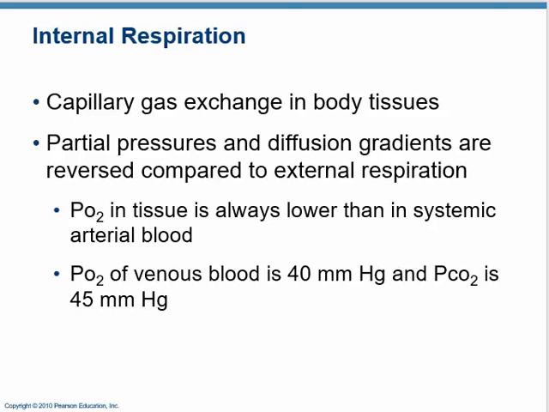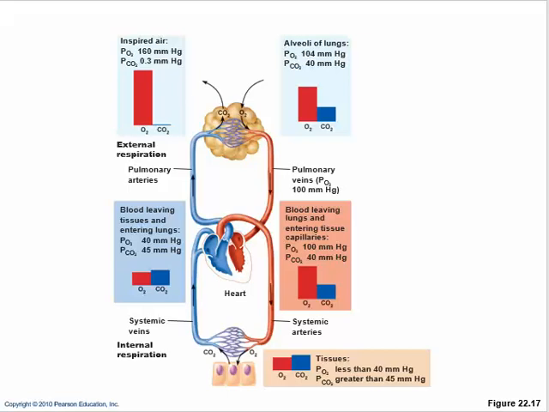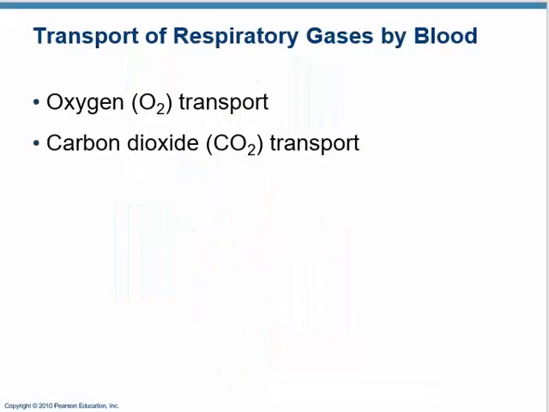So the partial pressure of oxygen decreases because it gives the oxygen to the tissues, and so it goes from about 104 down to about 40. The partial pressure of carbon dioxide goes up from about 40 to about 45. And this is just the chart of that.